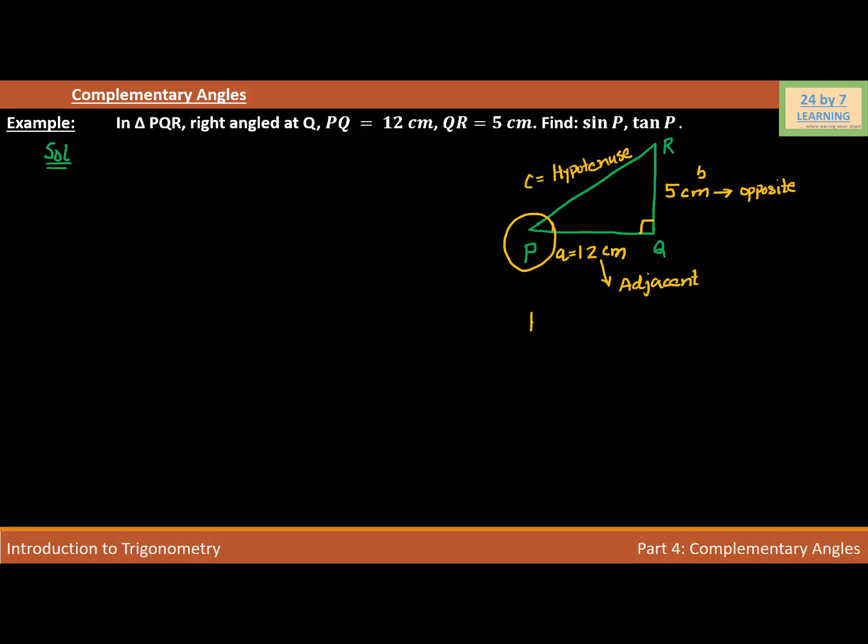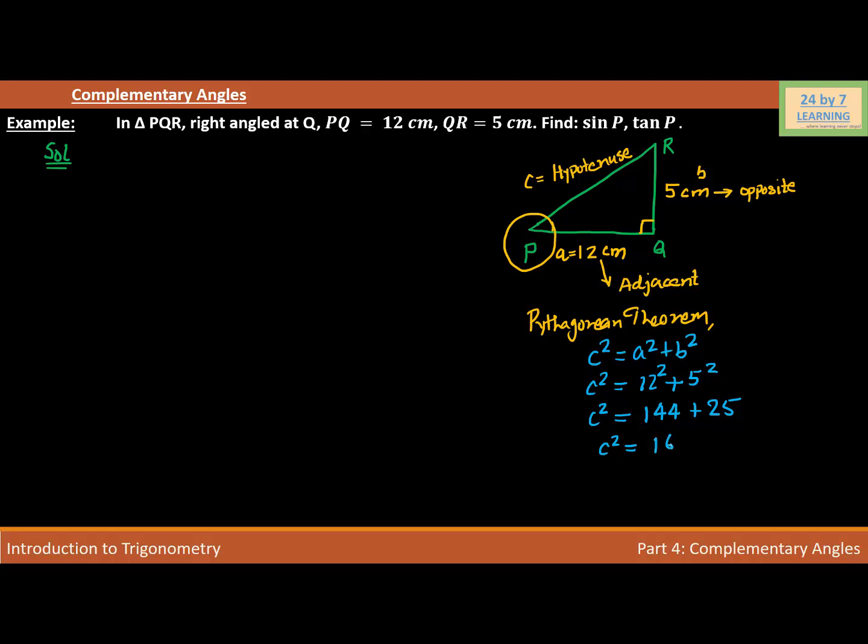So let's use the Pythagorean theorem. If I use the Pythagorean theorem, I will write C square is equal to A square plus B square. We need to find the value of C, so I will write C square is equal to 12 square plus 5 square. As we know, the square of 12 is 144 and the square of 5 is 25. So C square is basically 144 plus 25. If we simplify further, I will get C square is equal to 169.